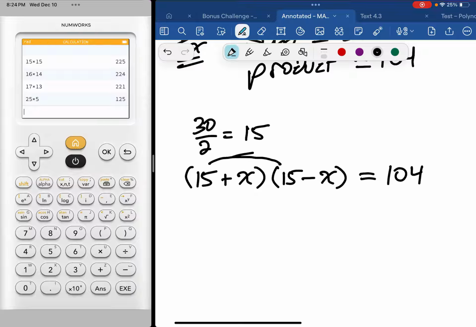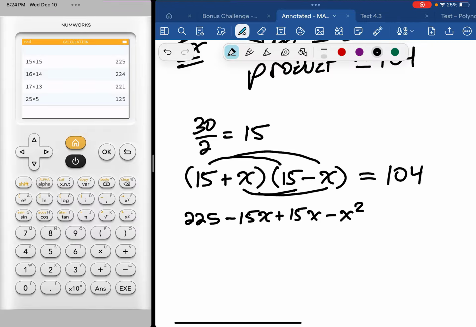Instead, what we're going to do is distribute this out. I'm going to take my 15 by 15. 15 times 13 is 225. 15 times negative x is negative 15x. 15 times a positive x is positive 15x, and x times negative x is negative x squared. These opposite terms are going to cancel out, and you're going to be left with just 225 minus x squared, and that's equal to 104.